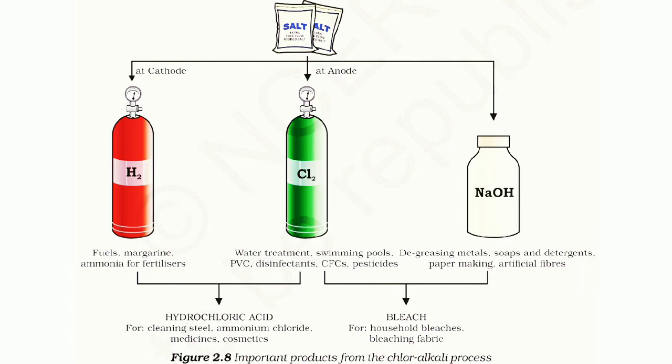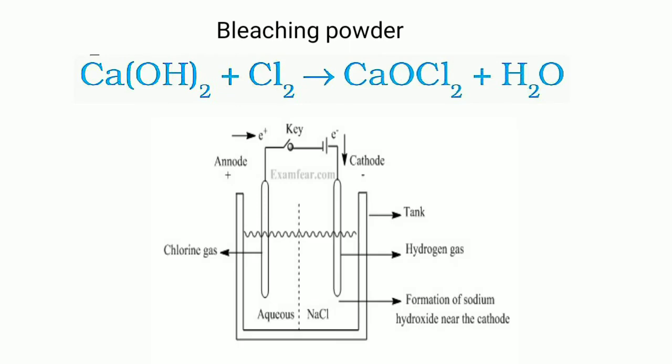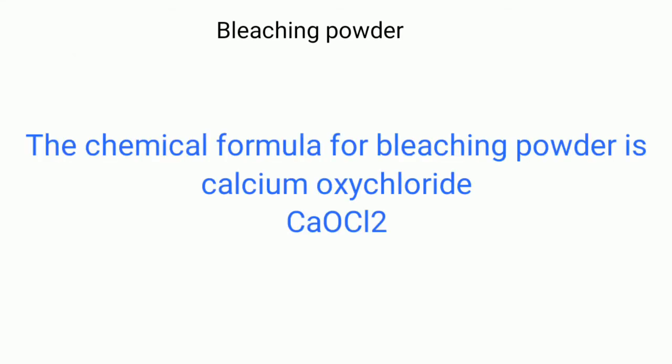Okay. Now we go to the second chemical which we get from common salt, that is bleaching powder. Bleaching powder is produced by the action of chlorine gas on slaked lime, which is calcium hydroxide. The chlorine gas is produced during the electrolysis of aqueous sodium chloride called brine. This chlorine gas is used for the manufacture of bleaching powder. The chemical formula for bleaching powder is calcium oxychloride, that is CaOCl2.